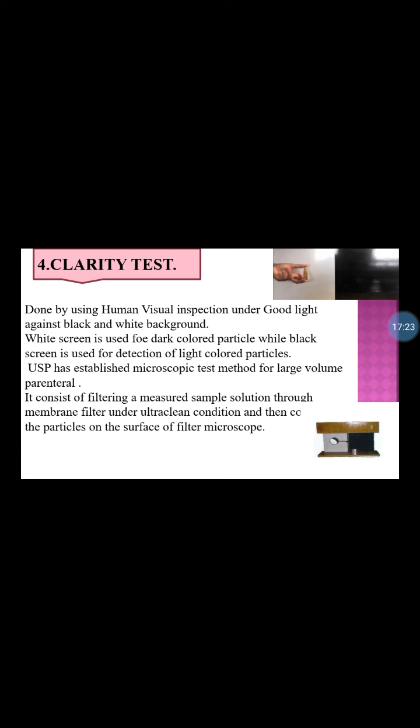So all this is about the evaluation of parenterals. There are four tests in total. The first one is the sterility test, then the pyrogen test, then the leak test, and the last one is the clarity test. There will be a question on these tests for the evaluation of parenterals.